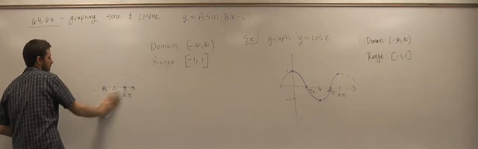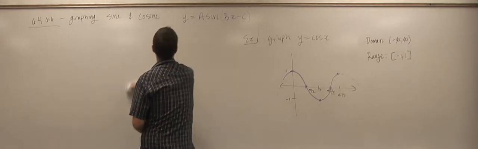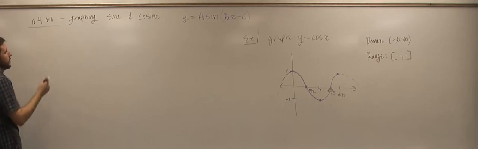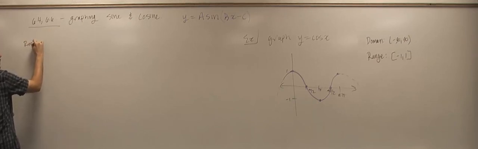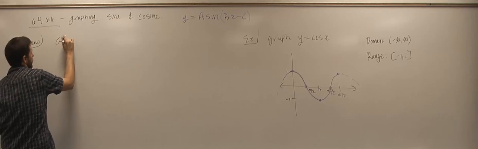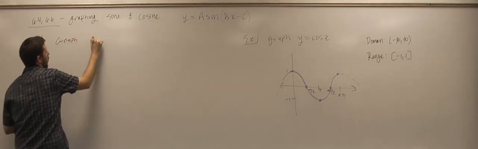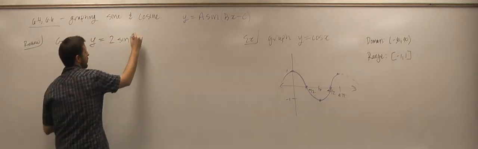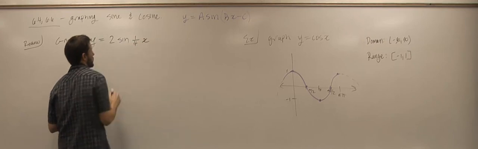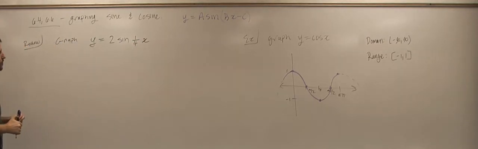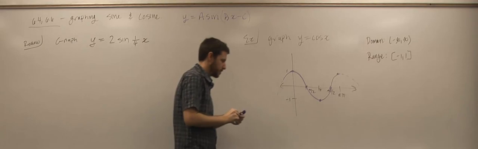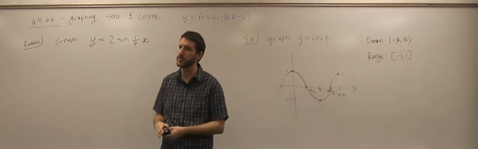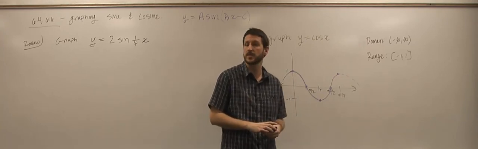And then we did an example where we made it a little more complicated by adding extra numbers in front. Let me do one more review example. Let's graph y equals 2 sine of 1/4 x. These are just transformations. There's a little bit different terminology we use with trig functions, but yes, they are essentially just transformations.